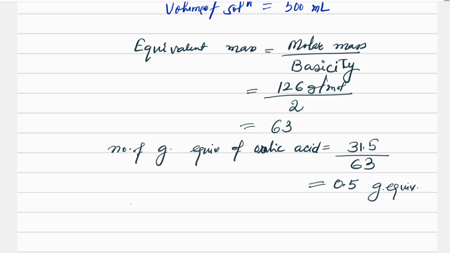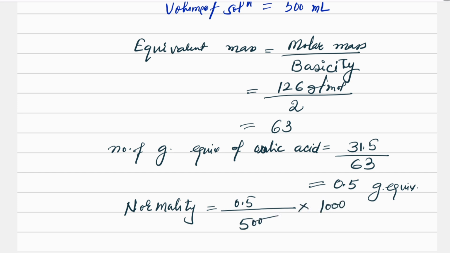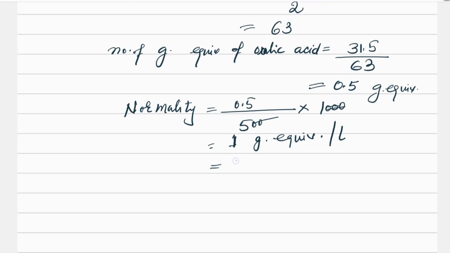Okay. So the normality is equal to those gram equivalents, 0.5, divided by volume, that is 500, but it is in milliliters, so obviously multiplied by 1000, and it becomes 1 gram equivalent per liter, or directly one normal solution. So this is how normality is calculated.